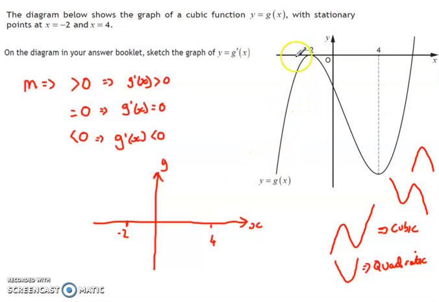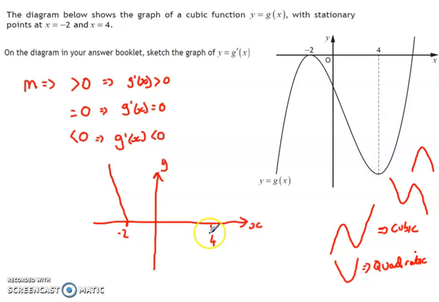Well, if I look at the behaviour below -2, so this section here, the gradient of this line is always going to be positive. Yeah, it's going to change value as the cubic gets closer and closer to the stationary point. However, the value is always going to be positive. That means the value of my derivative is positive, which means that I'm coming down from above the x-axis to there. If I then look between -2 and 4, it's a negative gradient the whole way through.